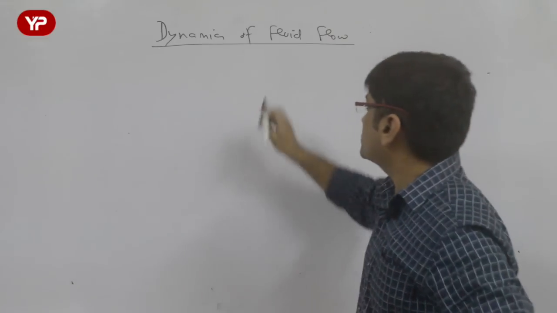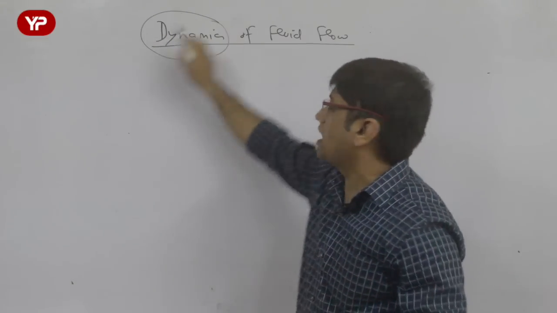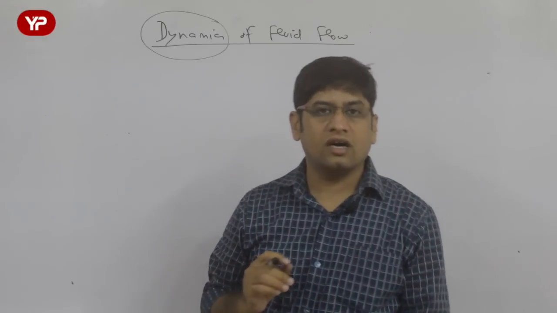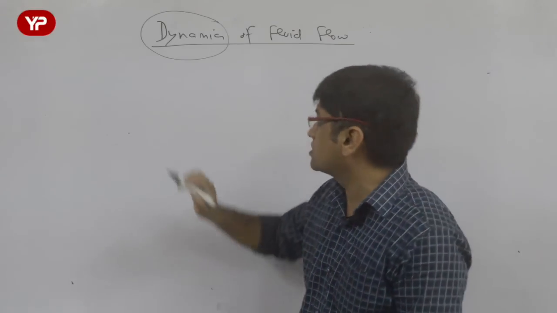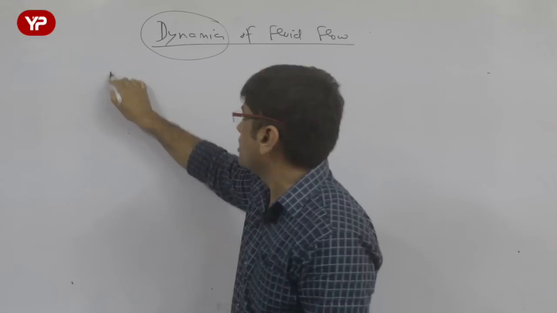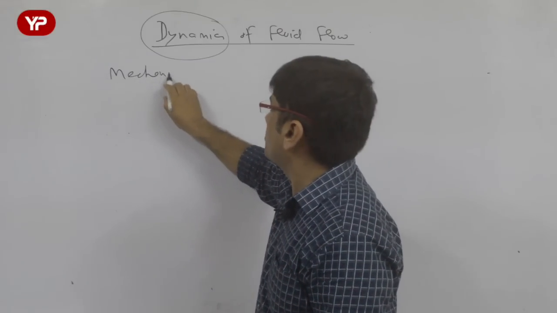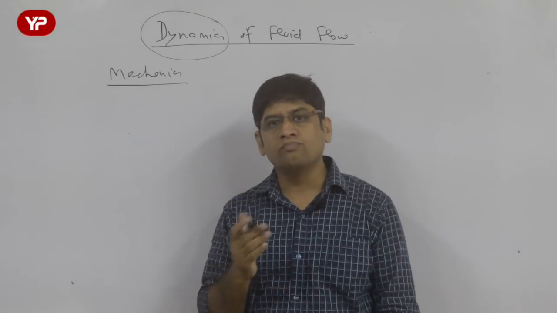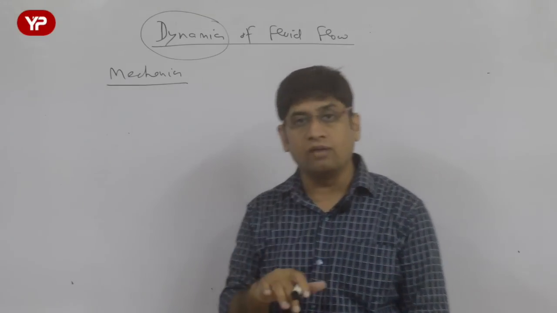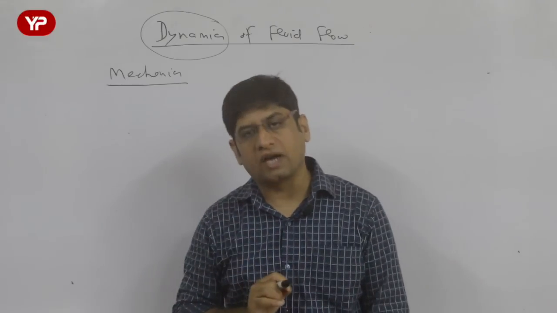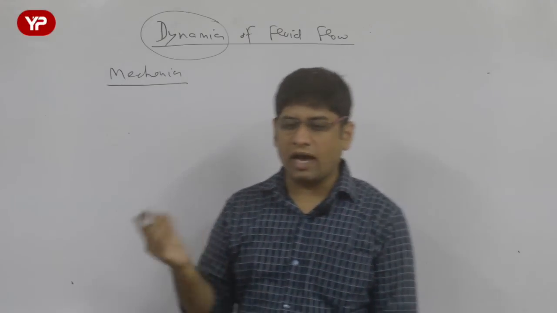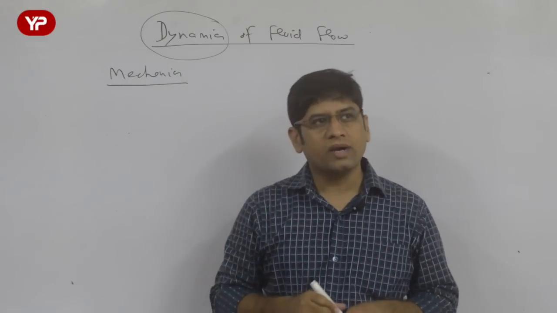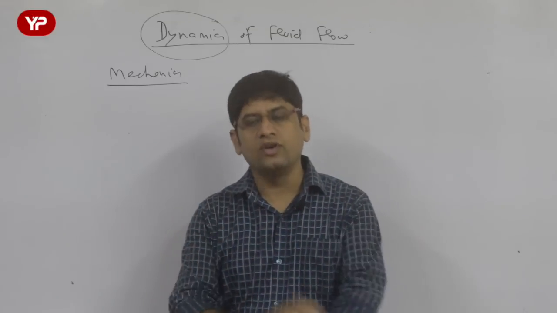Now first of all, I start with the term dynamics. You know, fluid mechanics consists of three parts, which I have already discussed. I'll just start again from here. The word fluid mechanics means something which can move, or which is moving, or not moving is separate, but which can move. Analysis of that is called mechanics. Fluid, we already know, gas and liquid is called fluid. So fluid mechanics means mechanics of fluids.